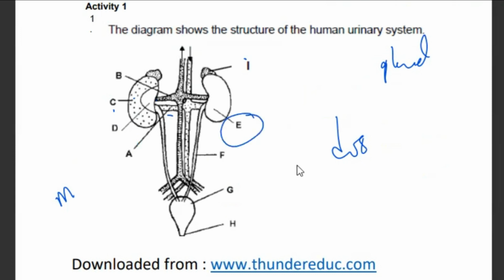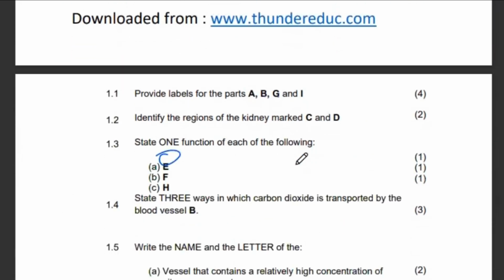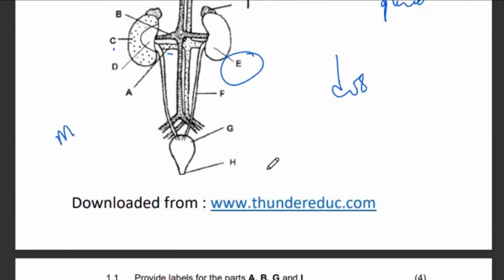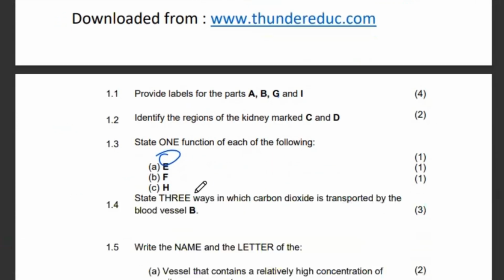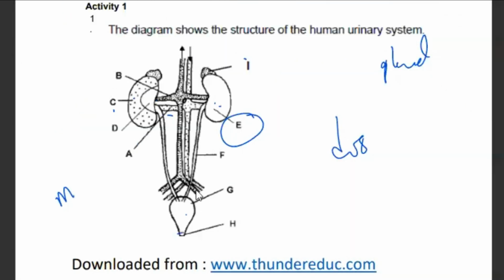So basically, the outer part of the kidney is for protection. It protects the internal parts of the kidney. Then F transports urine from the kidney to the bladder for temporary storage. Yes. And then you have H. This one carries urine from the bladder to the external environment, meaning that when you're going to pee or urinate, that's where urine is passing.